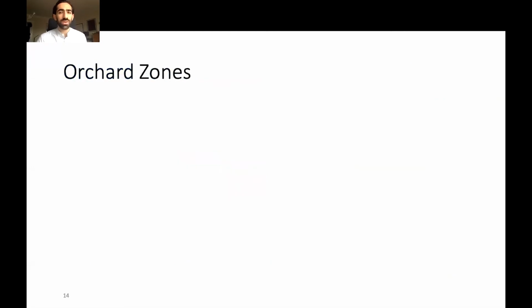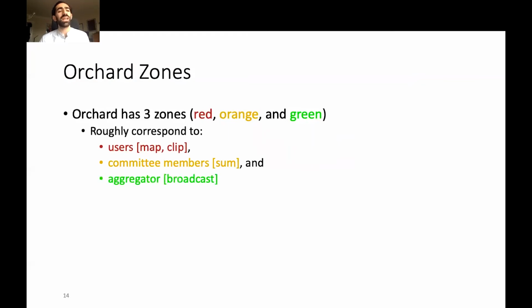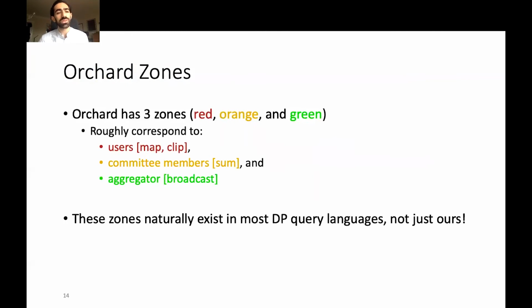All right, so now to give you a sense of this color scheme I've been hinting at a little bit, Orchard has these three different zones of computation: red, orange, and green. These roughly correspond to user operations of mapping and clipping in red, committee members operating on the total sum in orange, and aggregator operations, which is the broadcast. And these zones naturally exist in most differentially private query languages, not just ours.